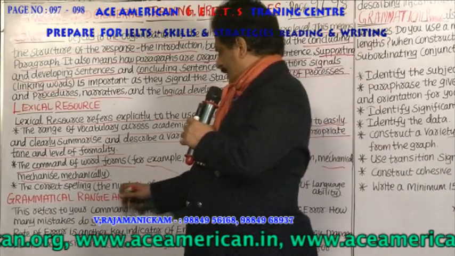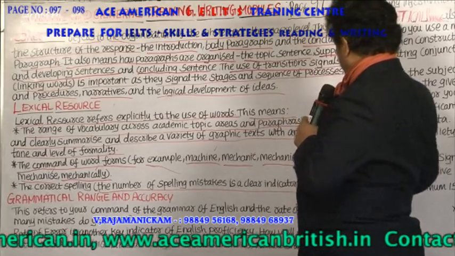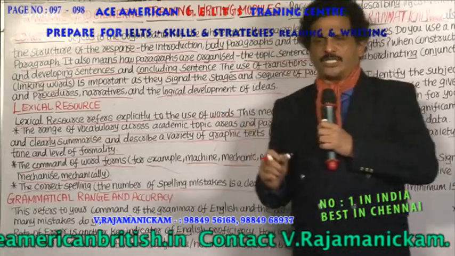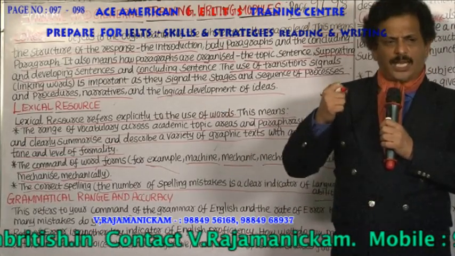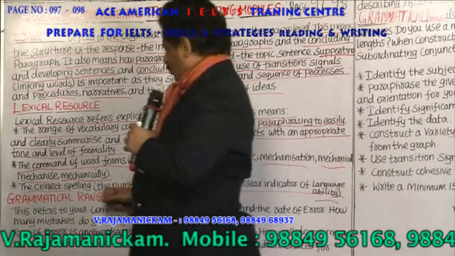Then correct spelling. The number of spelling mistakes is a clear indicator of language ability. So your spelling mistakes show what your ability in English is. Now coming here, grammatical range and accuracy.